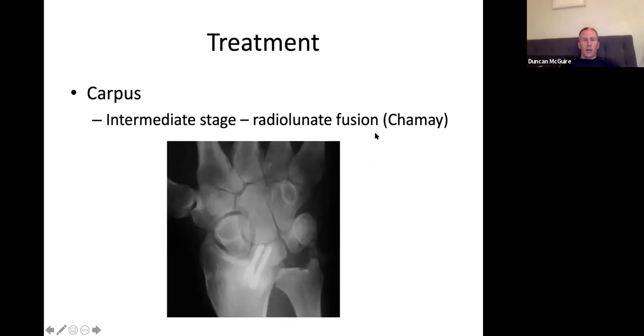So sometimes we see them in the intermediate stage where the carpus is just starting to fall off and go into the deformity that I mentioned just now. If you catch these patients in the intermediate stage where this is starting to happen, you can stabilize the carpus with a Chamay fusion. That's just fusing the lunate to the radius, and then that prevents the carpus falling off. But I must say it's very rare that we actually see them in this stage.